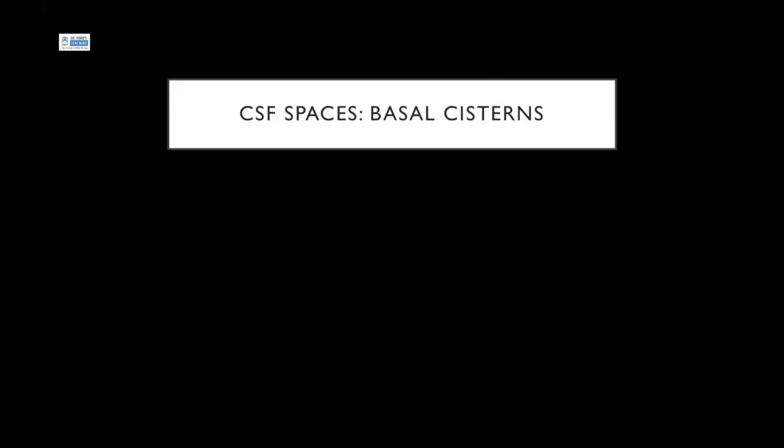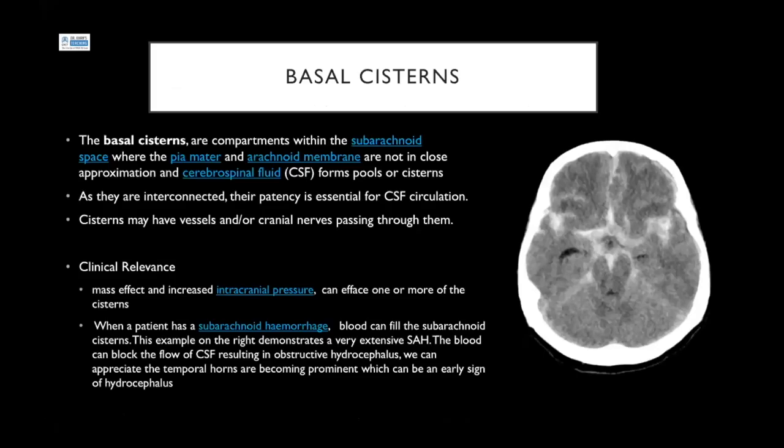We'll now move on to look at the basal cisterns on MRI. So the basal cisterns are compartments within the subarachnoid space where the pia mater and the arachnoid membrane are not in close approximation, and CSF forms pools or cisterns. So again, similar to the ventricular system, as they are interconnected, their patency is essential for CSF circulation. Furthermore, cisterns may have vessels or cranial nerves passing through them.